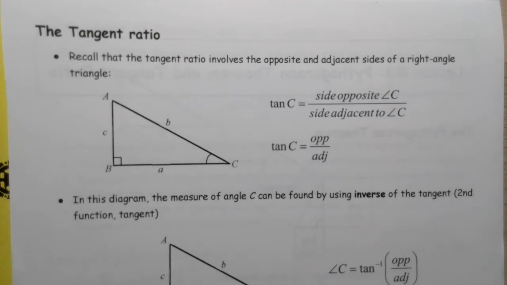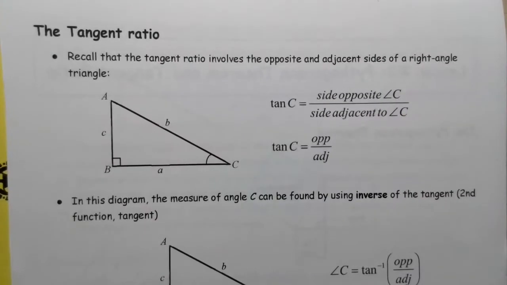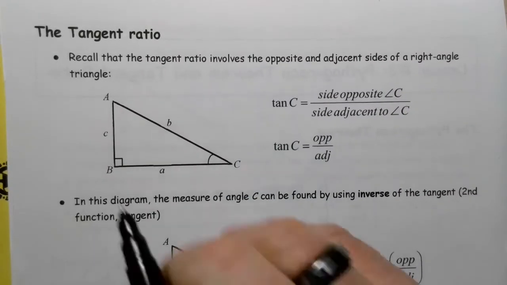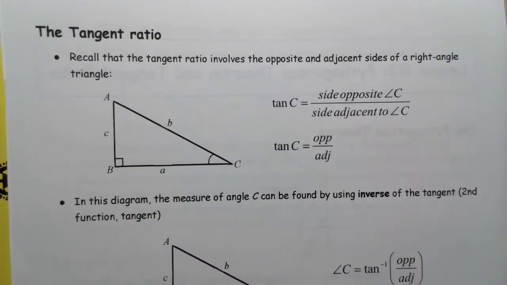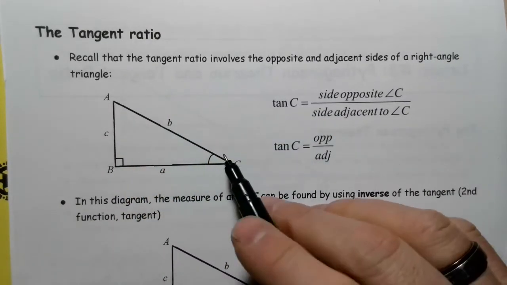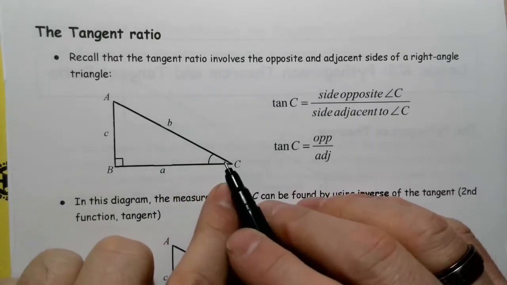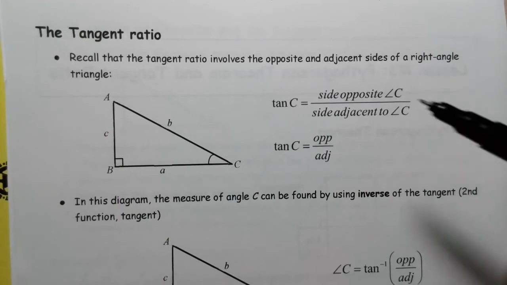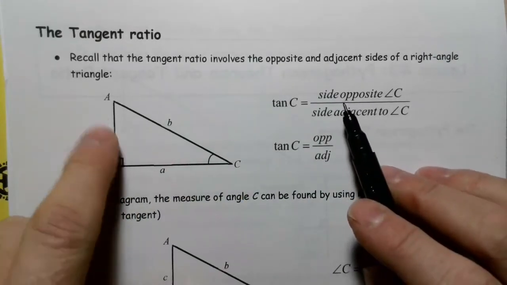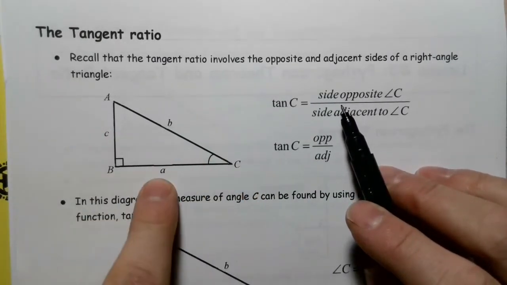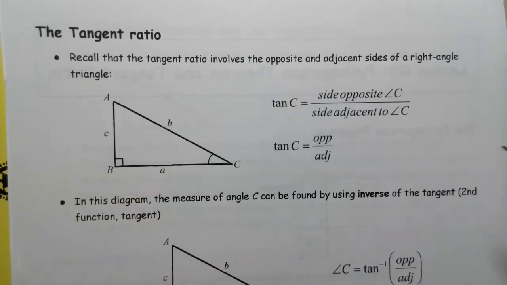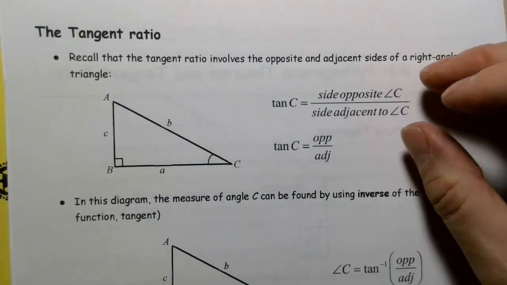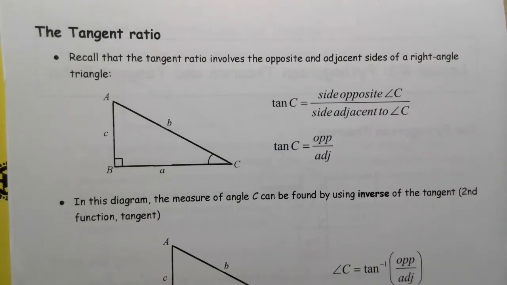All right, now let's take a little bit closer look here. Let's just zoom that in a little bit, or focus that. Recall that the tangent ratio involves the opposite and the adjacent side of a right angle triangle. So we focus on an angle here, and that helps us identify opposite and adjacent sides. The tangent ratio puts those two together. So the tangent of angle C is going to be the length of the side opposite angle C compared to the length of the side adjacent. The trig functions are ratios, so they do fit in this chapter, where we're talking about ratios and proportions and whatnot.